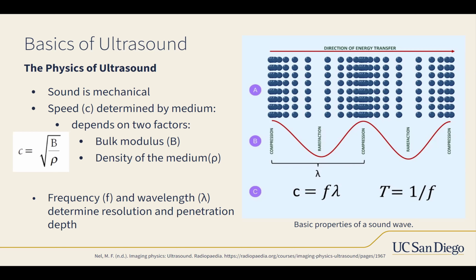Specifically, it depends on two factors: the bulk modulus, which is how elastic the medium is, and the density of the medium, how densely packed the medium is. Another two parameters that determine the characteristics of sound are frequency and wavelength, which in turn determine the resolution of ultrasound, as well as how far the sound waves can travel before they attenuate into nothingness.